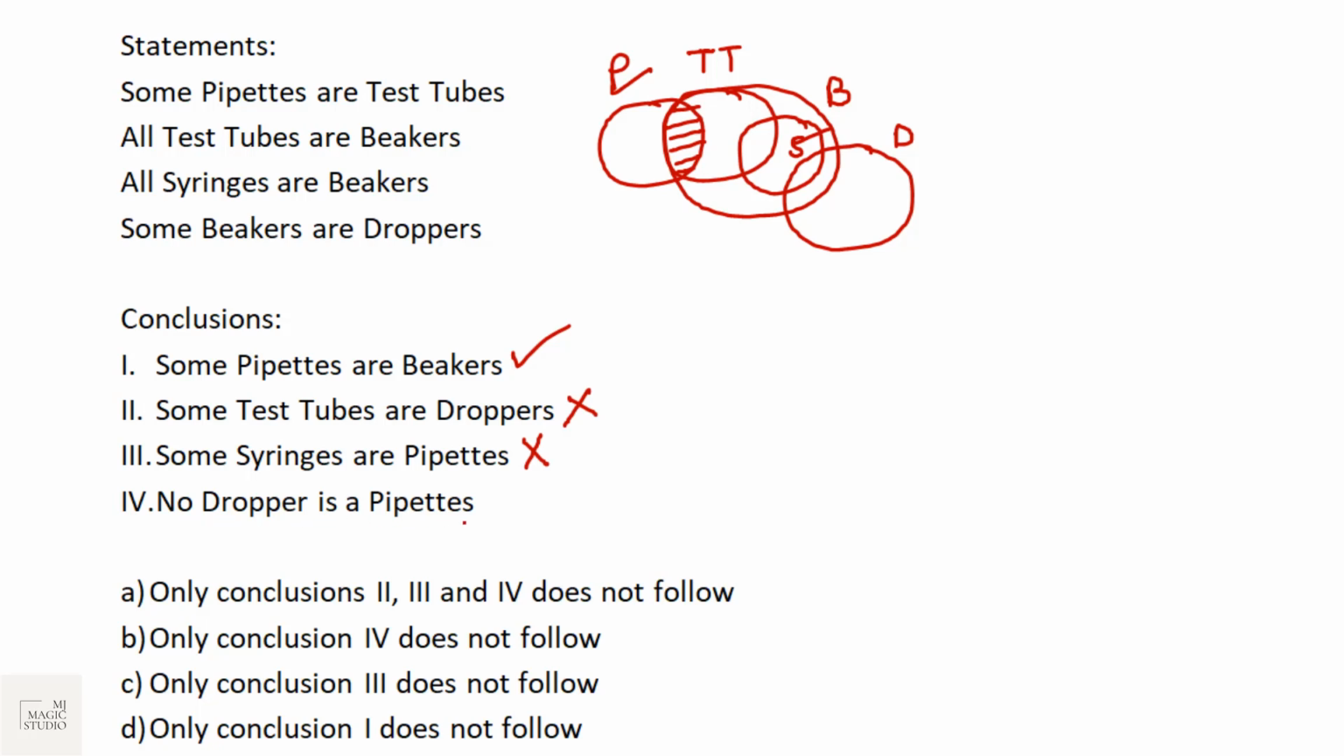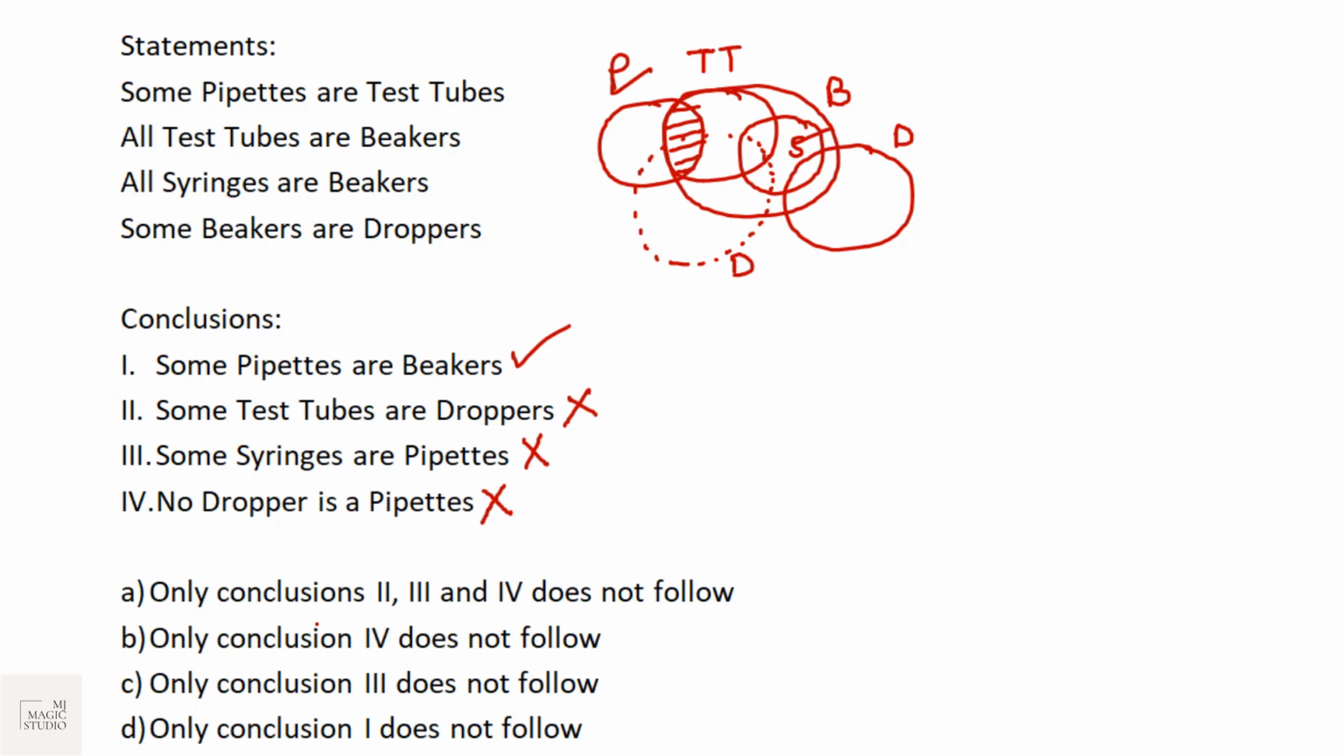No dropper is a pipette. We can see here that no dropper is a pipette, but we can have a Venn diagram where it is given that some beakers are droppers. Since this is beaker, we can have a set of droppers like this. Now here we can see that some droppers are pipettes also. That means no dropper is a pipette is not necessarily a conclusive statement. So we can see only 1 follows, 2, 3, 4 do not follow.